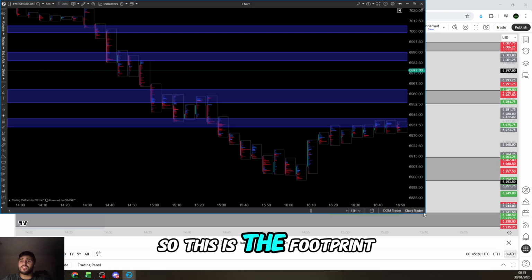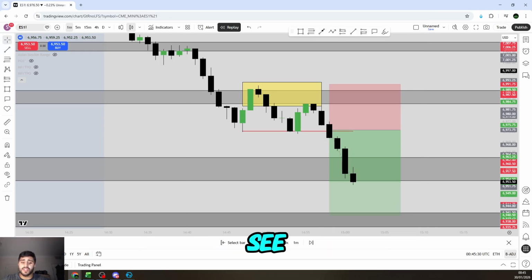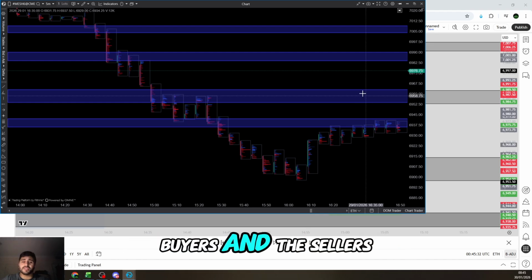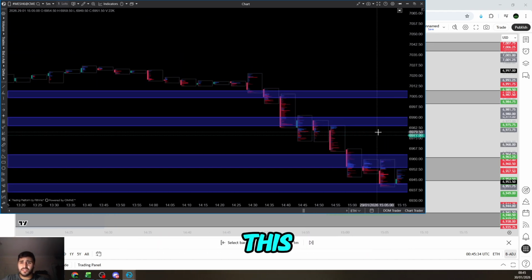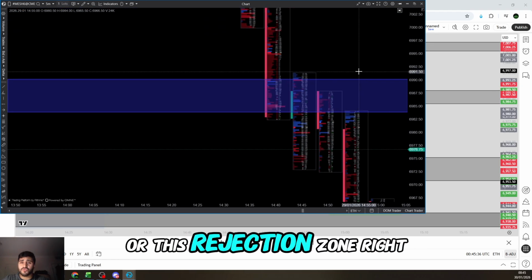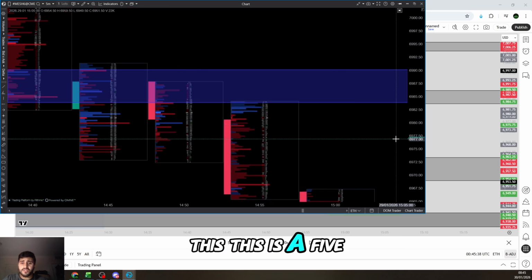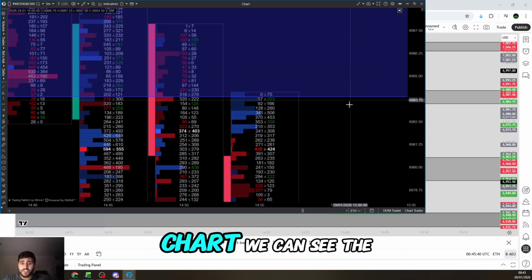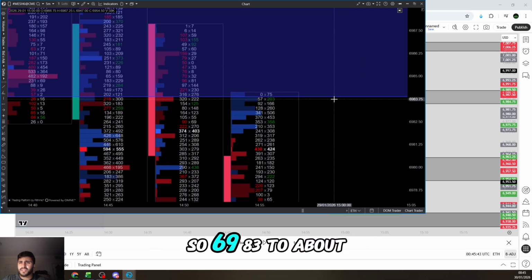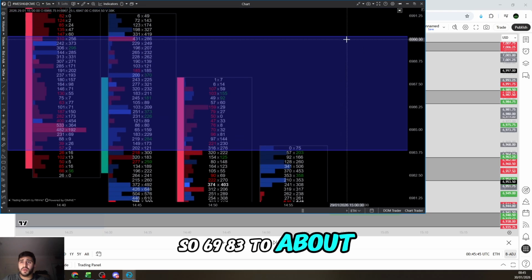So this is the footprint chart, or rather these are the footprint charts that allow us to see who's in control between the buyers and the sellers. Now, when we look at this particular key level, this rejection zone, this is a 5-minute chart. And on the 5-minute chart, we can see the same key level, 69.83 to about 89.90.